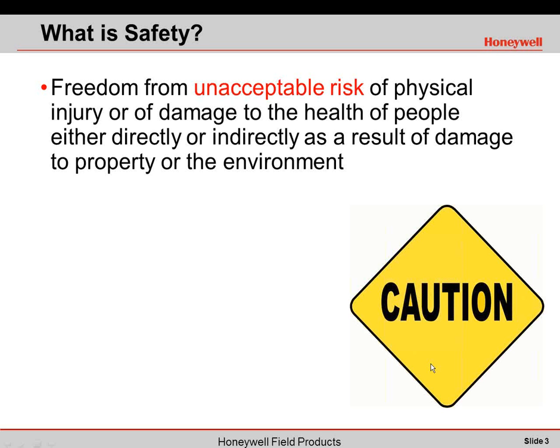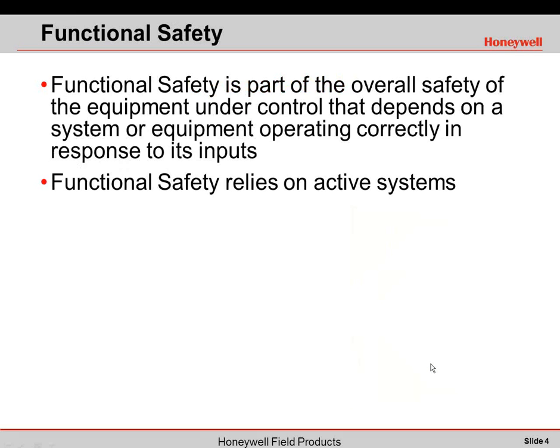So if we look at what is safety, it's defined as freedom from unacceptable risk of physical injury or of damage to the health of people, either directly or indirectly as a result of damage to property or the environment. So just the first part of that statement, freedom from unacceptable risk, that pretty much defines safety to me. And we'll see next here what functional safety is.